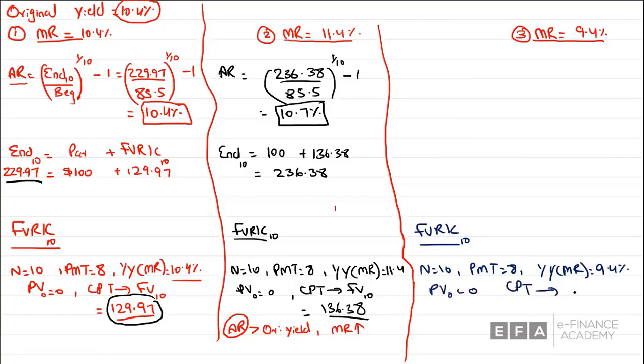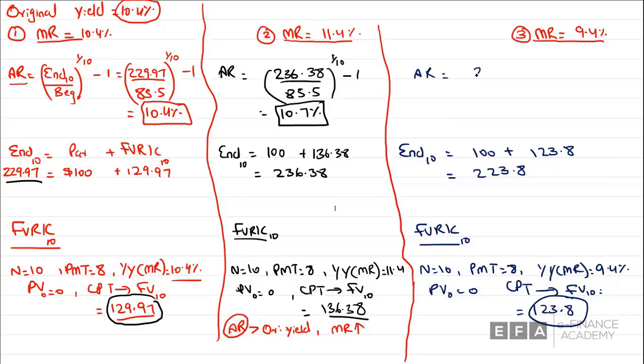Compute the future value, and the answer you get is 123.8, as expected. Notice this is the lowest. The future value of coupons is lowest in this scenario because you're investing at a lower rate. Hence, the ending value would be par, which is 100, plus the future value of reinvested coupons, which is 223.8. This is the lowest ending value in all three scenarios. Hence, the horizon yield or the actual return would be the lowest.